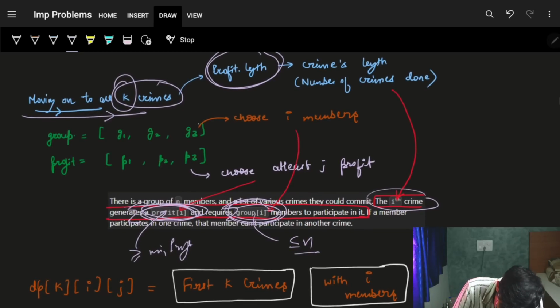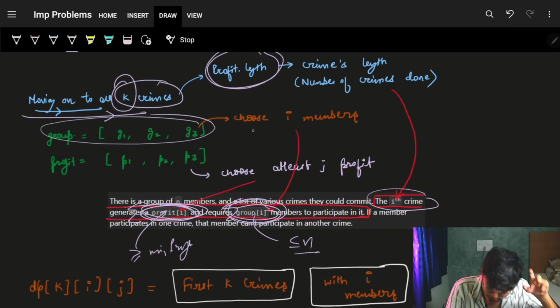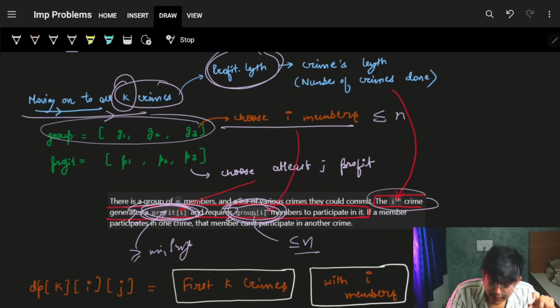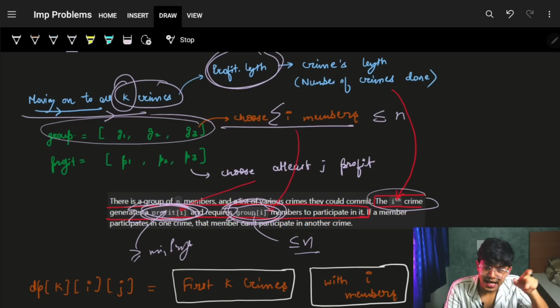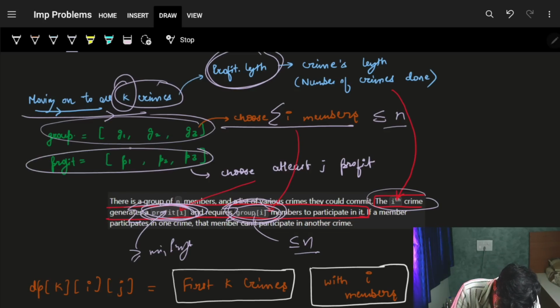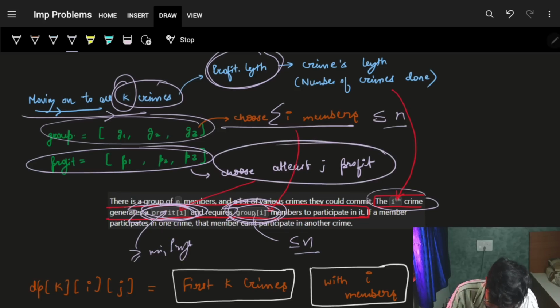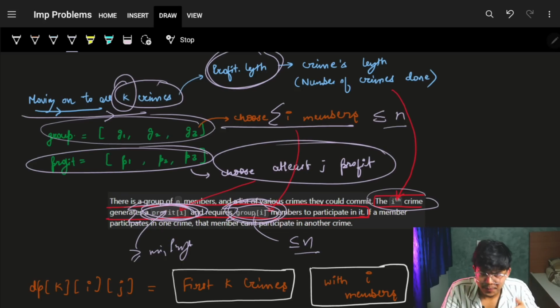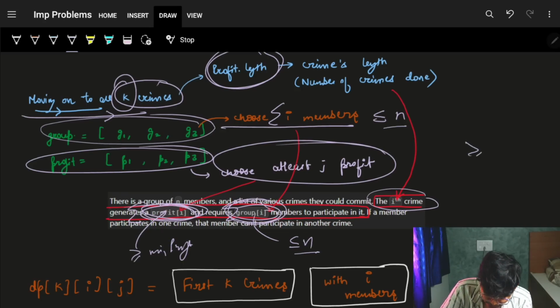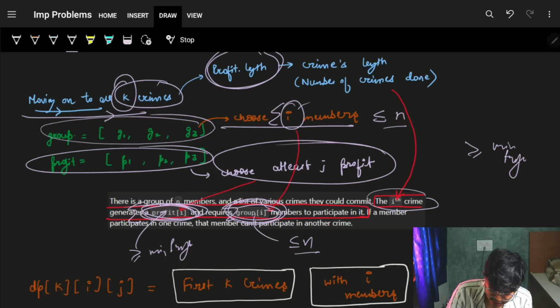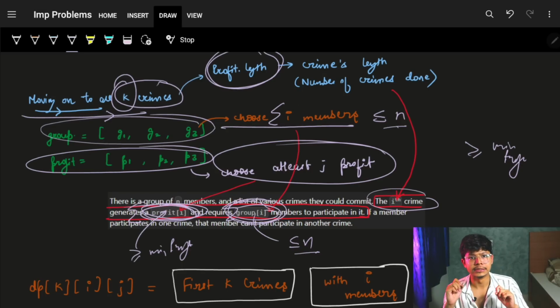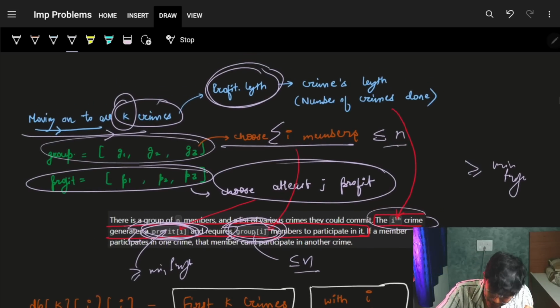So for these groups, I need to choose I members such that their sum should be less than or equal to n, and I need to choose the profit such that it is at least J, which ultimately means it should be at least the minimum profit. I have to evaluate n members. Thus, you can easily see how my condition of DP itself is made.